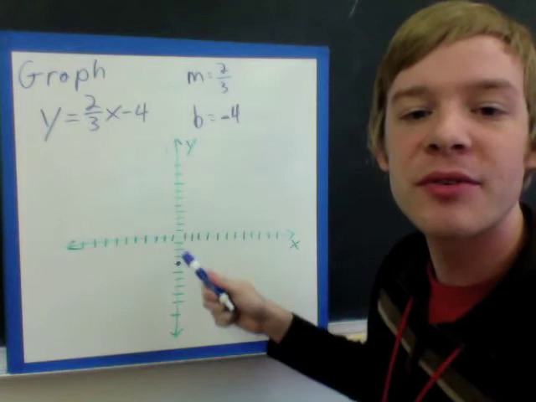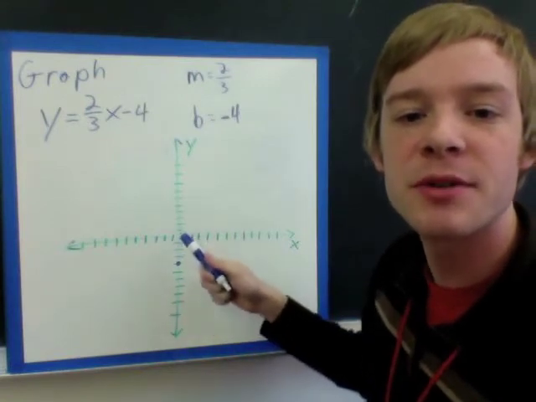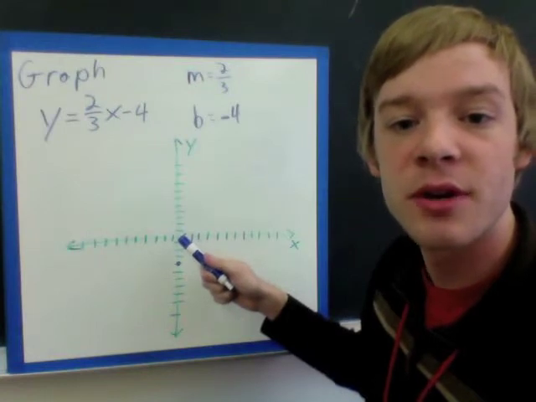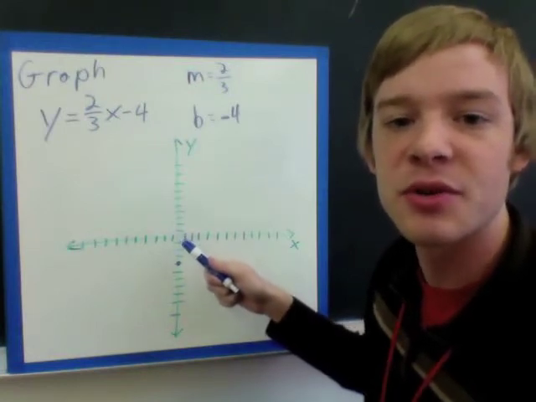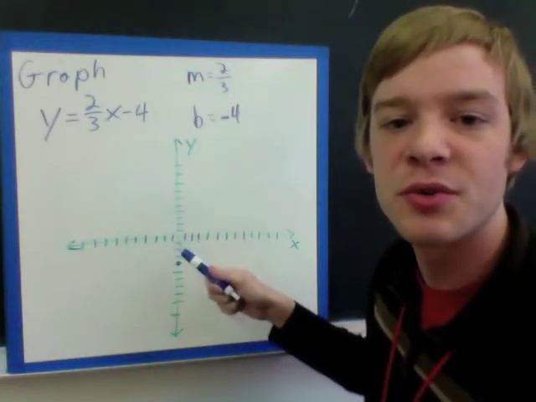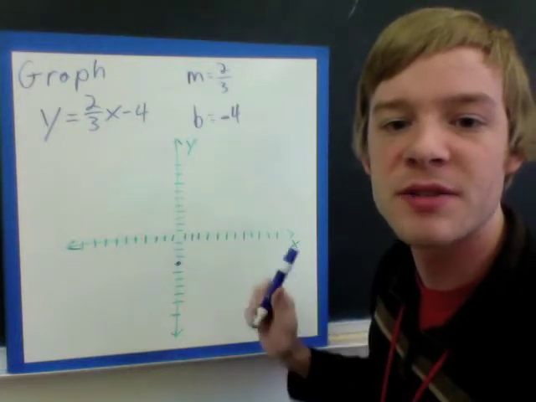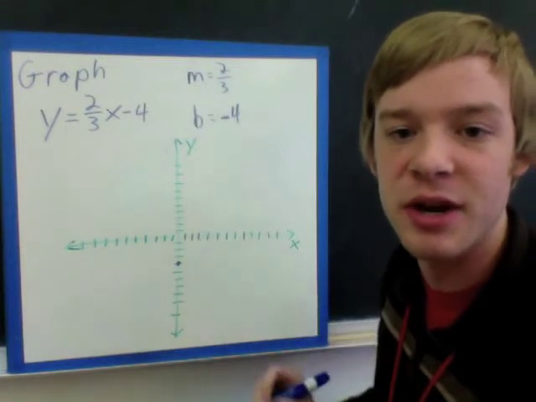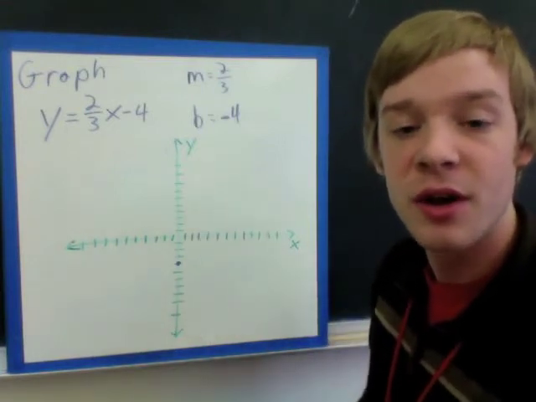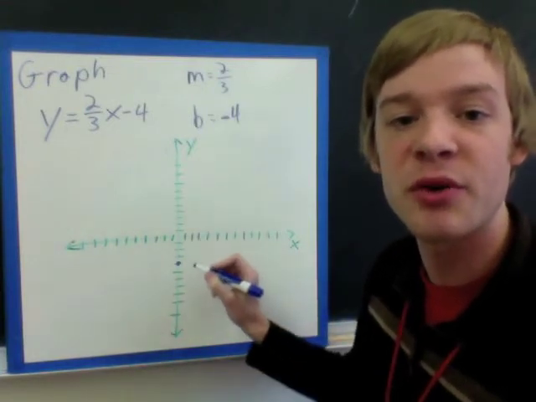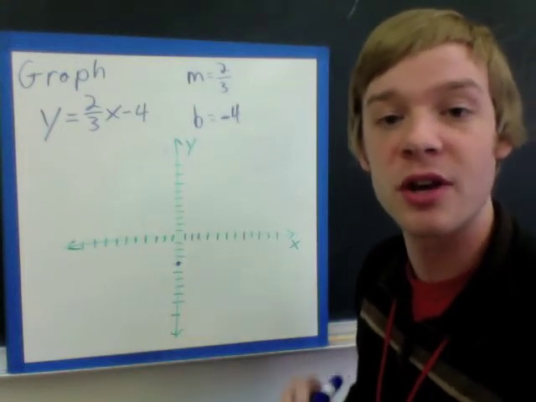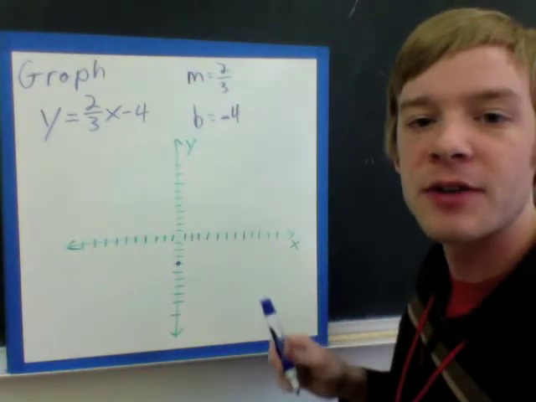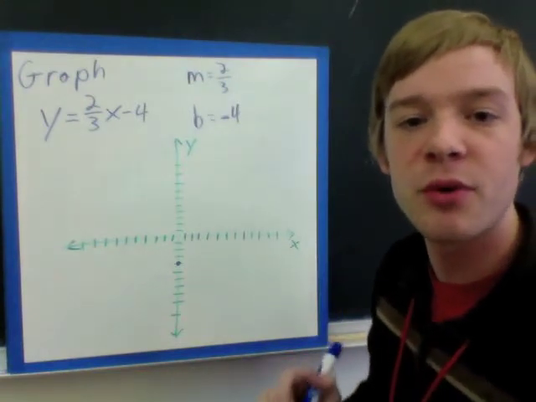Now, when you count down 4 spaces, don't count where you start as 1. That's actually 0. So when you go down, you go 1, 2, 3, 4 spaces down, and you just mark it right on the axis right here. We're not going side to side at all for the moment. We just want to mark this point right here. So we've got 1 point that's on our line, and now we're going to use our slope to find 2 other points. So we want 3 points total.